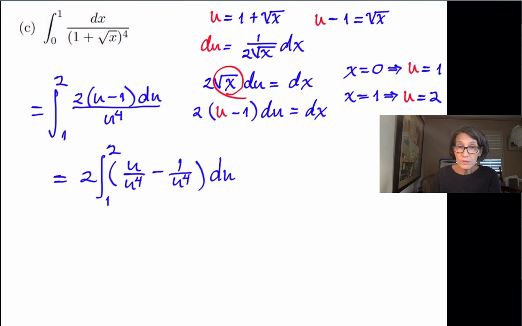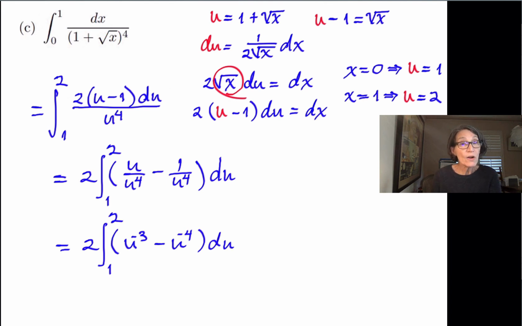And now, simplifying a little bit and rewriting using exponents, I get 2 times the definite integral from 1 to 2 of u to the negative 3 minus u to the negative 4 times du. And now we know how to use the power rule on that, or the anti-power rule. So now we get 2 times the antiderivative, which is u to the negative 2 over negative 2, minus u to the negative 3 over negative 3.